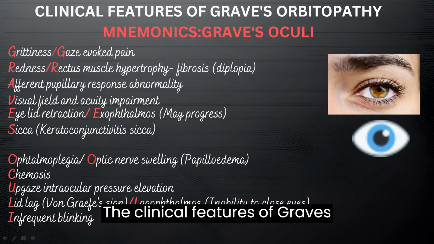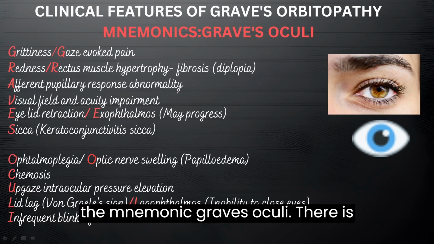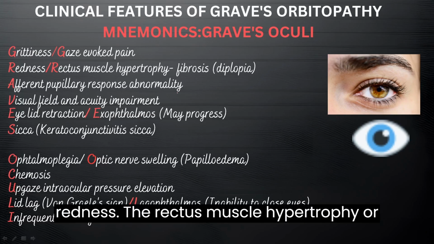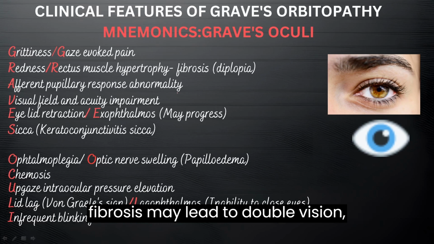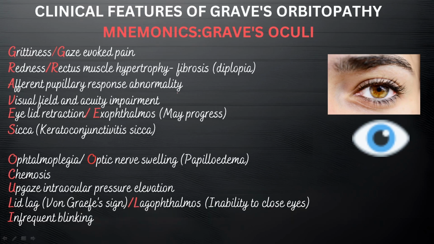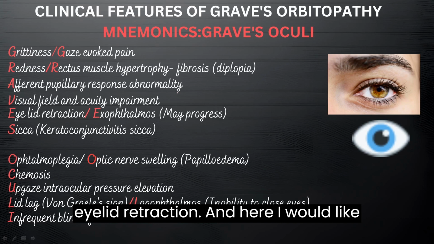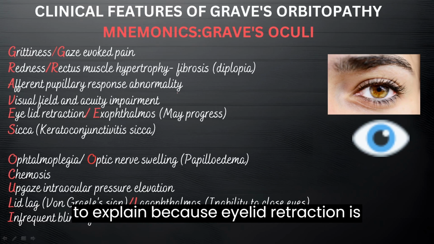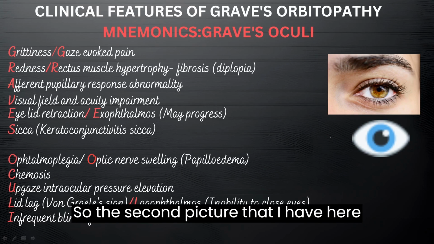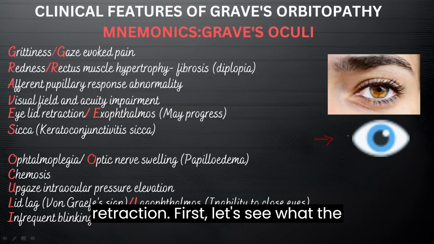The clinical features of Graves' orbitopathy may easily be memorized with the mnemonic GRAVES OCULI. There is grittiness, gaze-evoked pain, redness, the rectus muscle hypertrophy or fibrosis may lead to double vision, afferent pupillary defect, visual field and acuity impairment, eyelid retraction. And here I would like to explain because eyelid retraction is one of the most common symptoms of Graves' orbitopathy. So the second picture that I have here is a typical example of eyelid retraction.